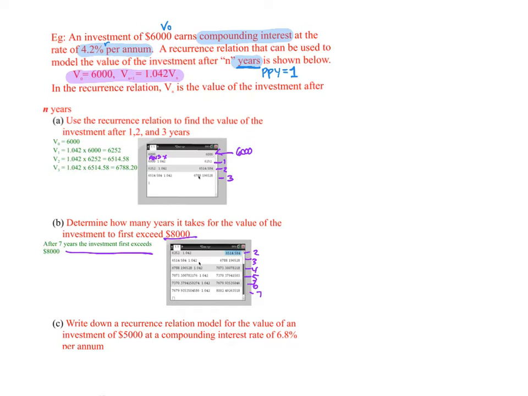Now it says write down a recurrence model for the value of an investment of $5,000. So here's a V0 at a compounding interest rate. So that was very important that they've told me which one I've got to do, at a rate of 6.8% per annum. Okay, so we've got to do the whole process ourselves. So we would have gone to, we know it's compound interest, and we'll go to where our recurrence formula is, and we would have said we've got to write a V0. So what's my V0?